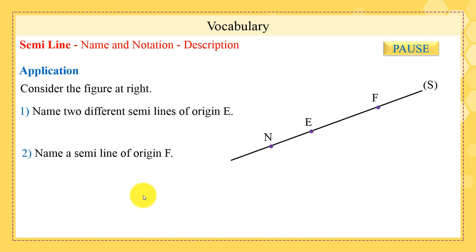Please pause the video and try to solve the application. Name two different semilines of origin E. Solution: semiline EN, semiline EF. Name a semiline of origin F. Semiline FE or semiline FN. Don't forget to put the bracket from the origin side and parenthesis from the other side.